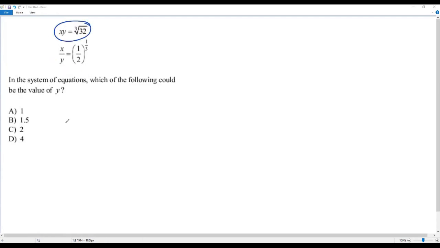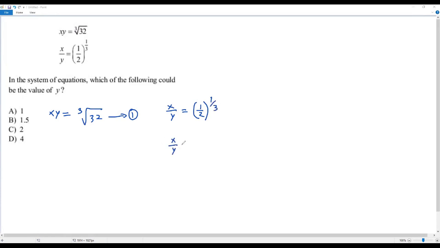Now let me take the first equation as it is. It is x times y equals the cube root of 32. I name this equation number 1. Now let me take the second equation, that is x over y equals (1/2) raised to the power of 1/3.